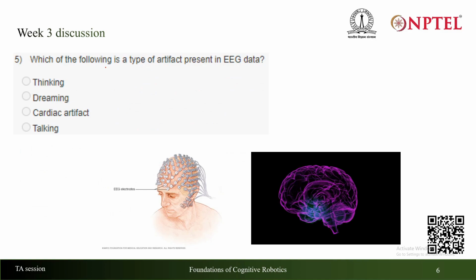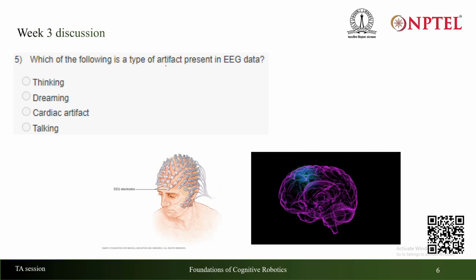Coming to question 5, which of the following is a type of artifact present in EEG data? So EEG stands for electroencephalogram. It puts a mask on top of the head of a patient with electric sensors placed at different positions in the mask, and it excites electrically different parts of the brain, as you can see in this figure, and it measures the activities of different parts of the brain. So that is an EEG electrode.